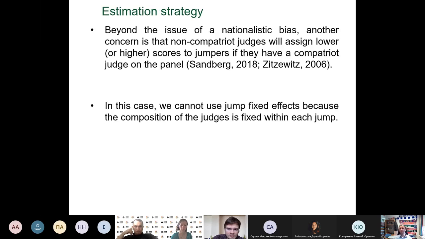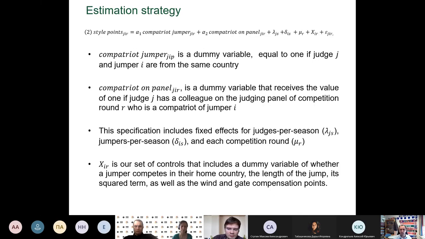Now, beyond the issue of a nationalistic bias, another concern is strategic voting. But in that case, we cannot use jump fixed effects, because the composition of the judges is fixed within each jump. For example, if I am from Norway and there is a Russian jumper, I am saying that there is a jumper whose compatriot is on the panel, and the other says the same, and the other says the same. So jump fixed effects delete all those things. I cannot use it. Instead, I will try to use as many observable and unobservable controls as possible.